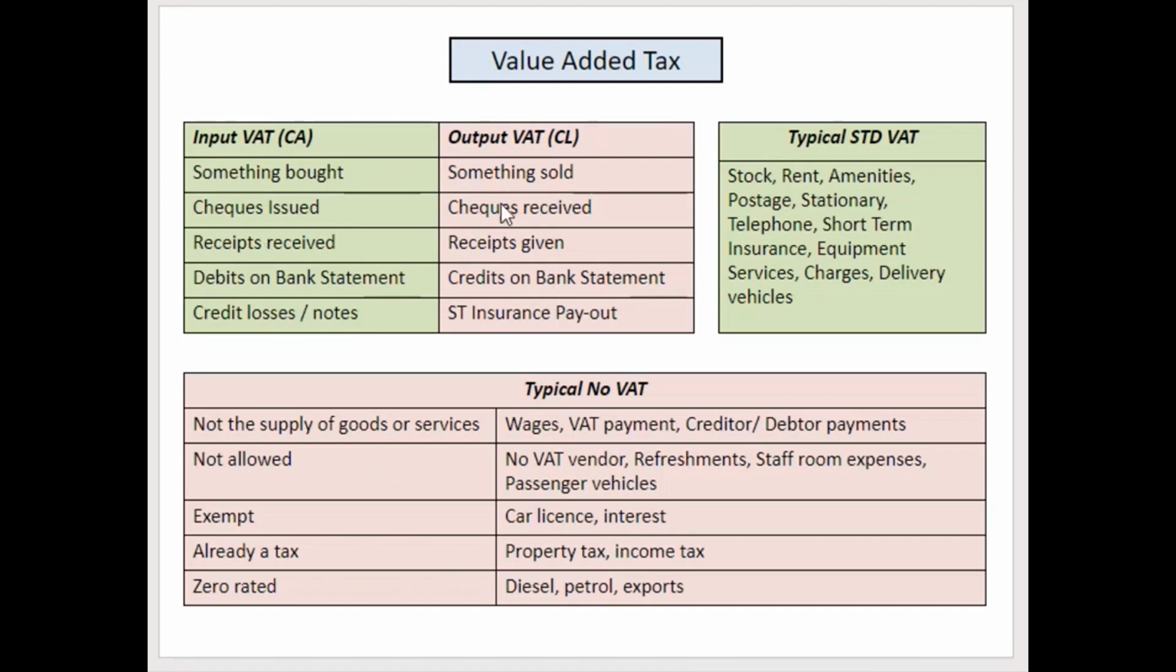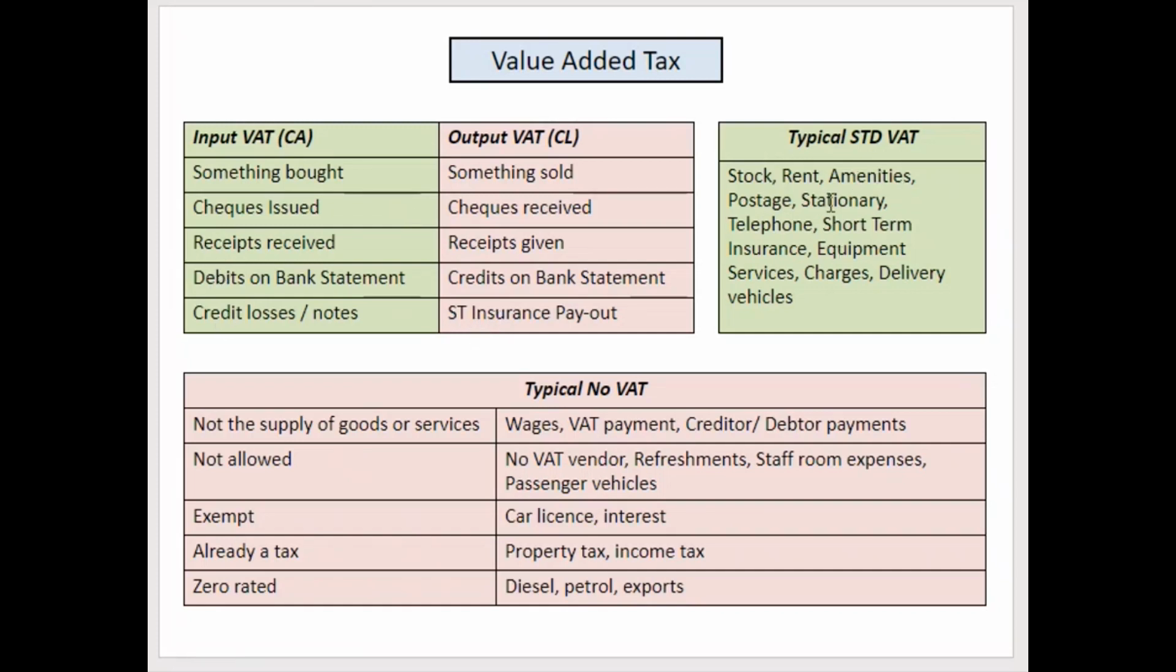Then for your output VAT, something sold, anything sold, checks received, receipts given, credits on the bank statement, and then I say ST insurance payout. That means a short-term insurance payout. Did I explain that to you last week? Every month, on a month-to-month basis, as you pay your insurance premium, you claim VAT. So now when there's an insurance payout, you have to pay VAT. Okay.